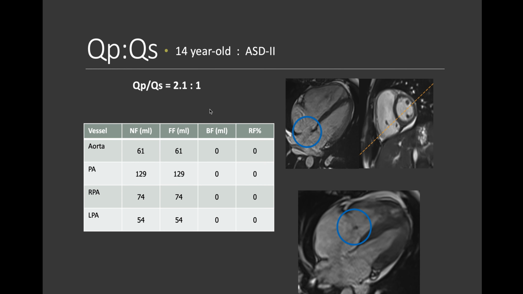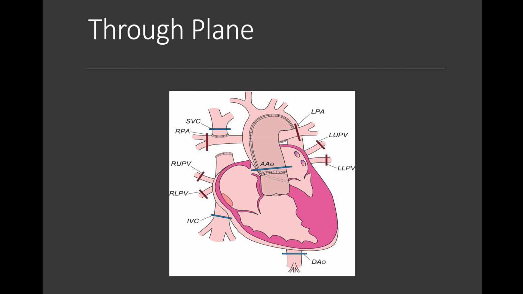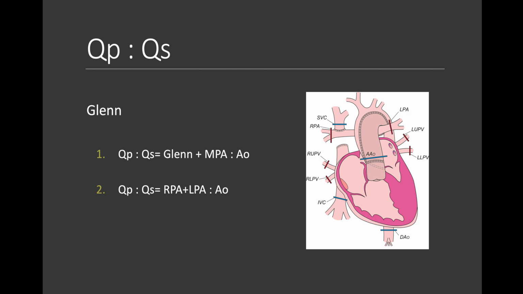This is an example of an ASD, so we could calculate it from the net flow. This would represent a QPQS of 2 to 1. But there are some other complex cases where the measurements have to be taken elsewhere. Maybe some of you are aware of this image from the internet, where we could use the same plane perpendicular to the vessel of interest elsewhere in order to understand how to measure the QPQS in some difficult scenarios.